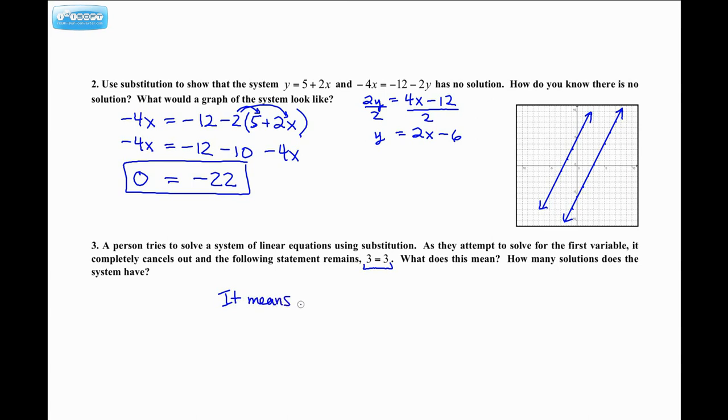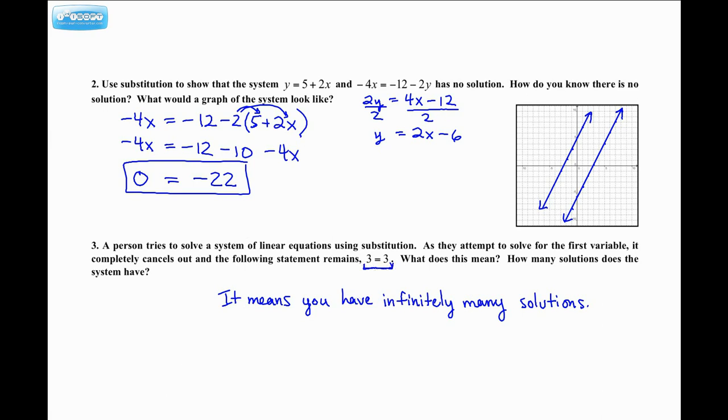It means you have infinitely many solutions. Right? Because it doesn't matter what x is or y is, they completely cancel out of the equation, and you're left with a statement that is always true.